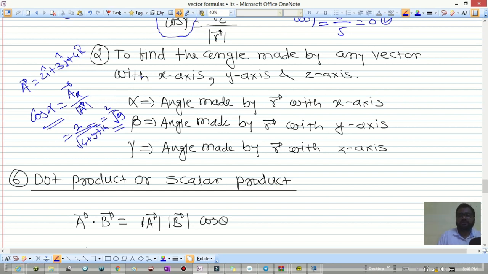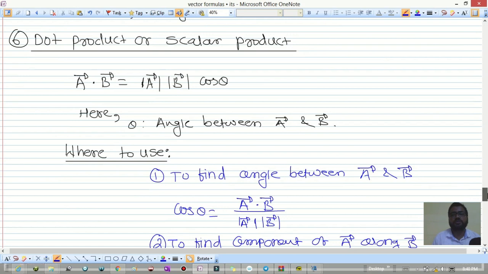Right. So I hope this is clear to you all, right? It's very simple if you understand the concept behind it. Okay. So the sixth one, now we have the dot product or scalar product. For this dot product or scalar product, the definition is a bar dot b bar is equal to magnitude of a bar, magnitude of b bar, and the cosine of the angle between a bar and b bar.